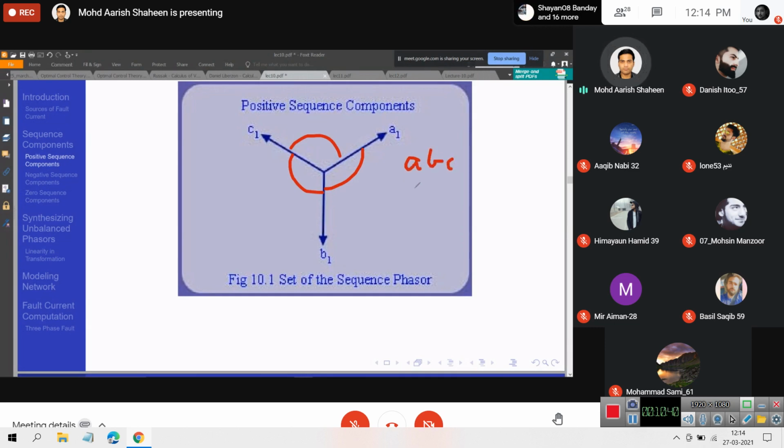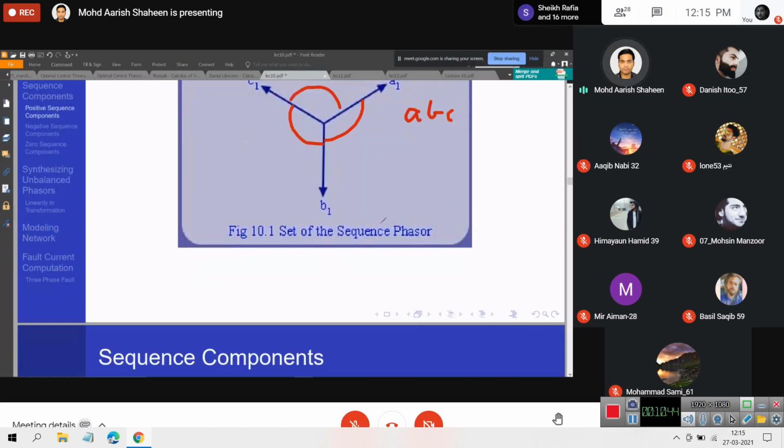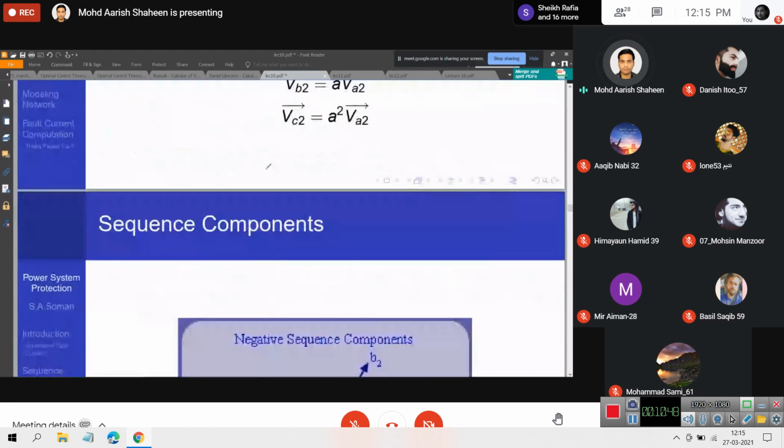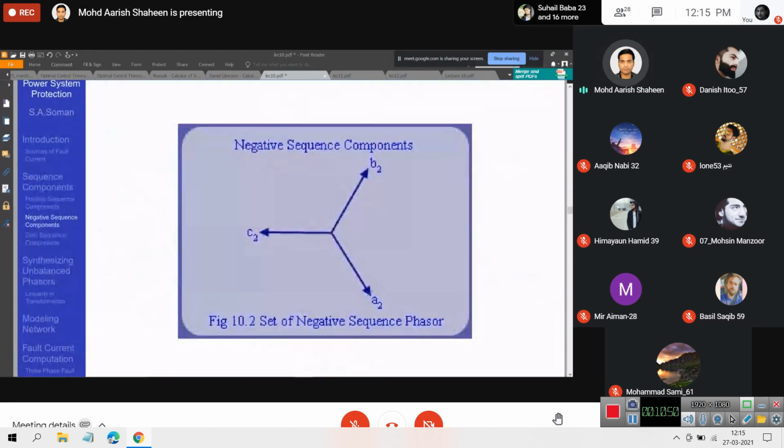ठीक है, A lead करता है B को, B lead करता है C को, and C lead करता है A को. We can also have ACB sequence, which is also known as negative sequence component. So as you can see here, A is leading C, and C is leading B. So this is known as ACB. The word that we use is negative sequence component.